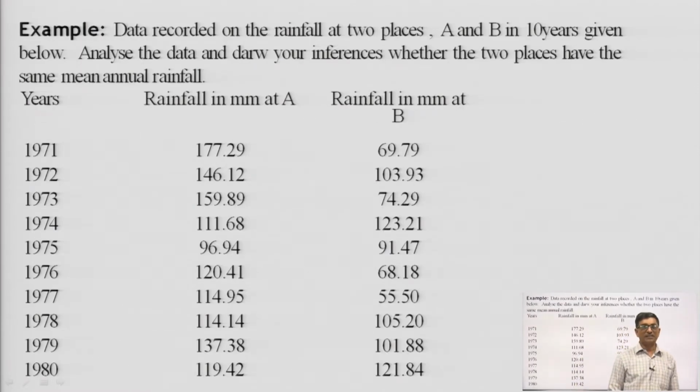To understand this, we take an example. In this example, data recorded on the rainfall of two places A and B in 10 years is given below.